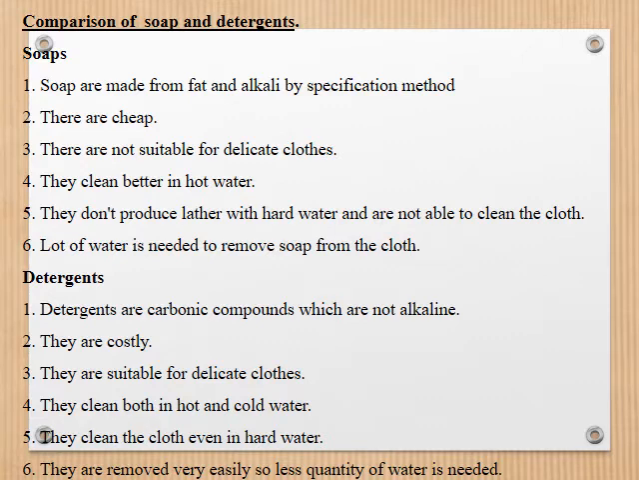A comparison of soaps and detergents. Soaps are made from fats and alkali by the saponification method, whereas detergents are carbonic compounds which are non-alkaline. Soaps are cheap, detergents are costly. Soaps are not suitable for delicate clothes, detergents are suitable for delicate clothes. Soaps clean better in hot water. Detergents clean in both cold and hot water.